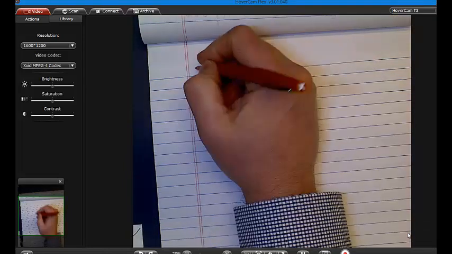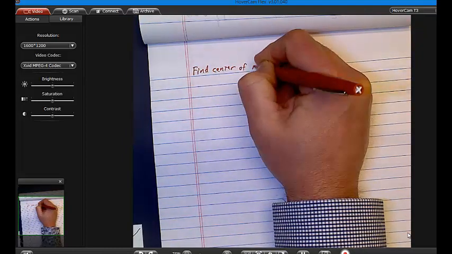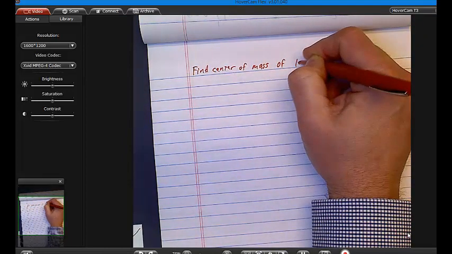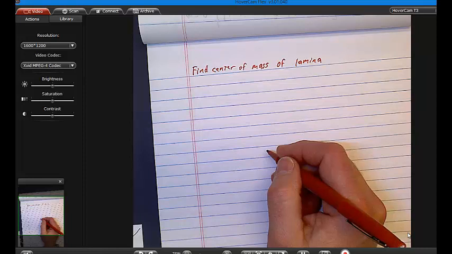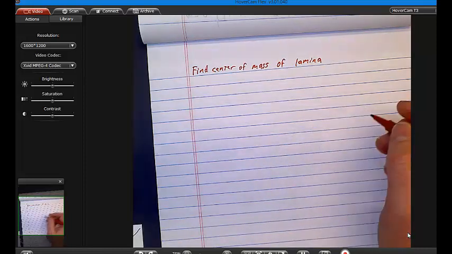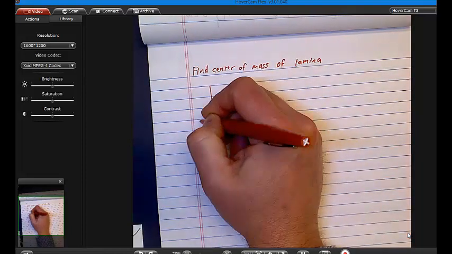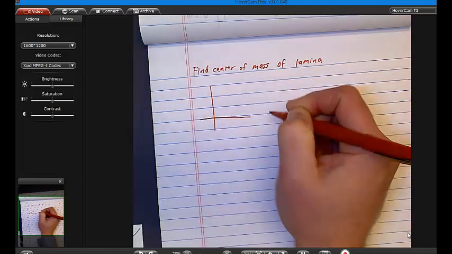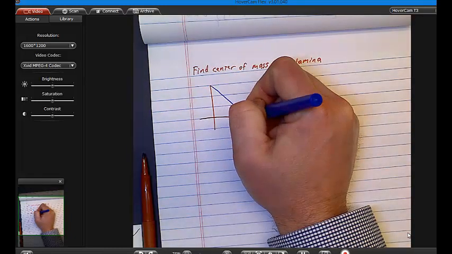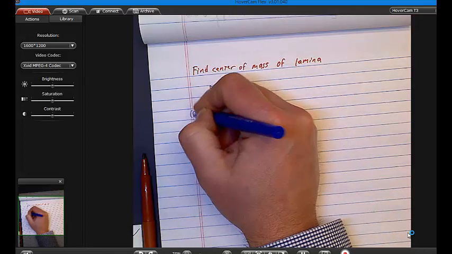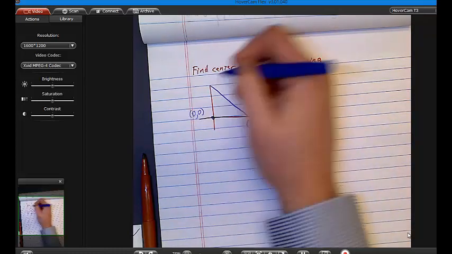So let's do this. You guys have to find the center of mass of a lamina. Let's suppose that we have a triangle, and let's make it nice and symmetric, kind of like last time. So let's have the object, we'll put one vertex here at 0, 0. We'll put one vertex here at A, 0, and this one will be 0, A.